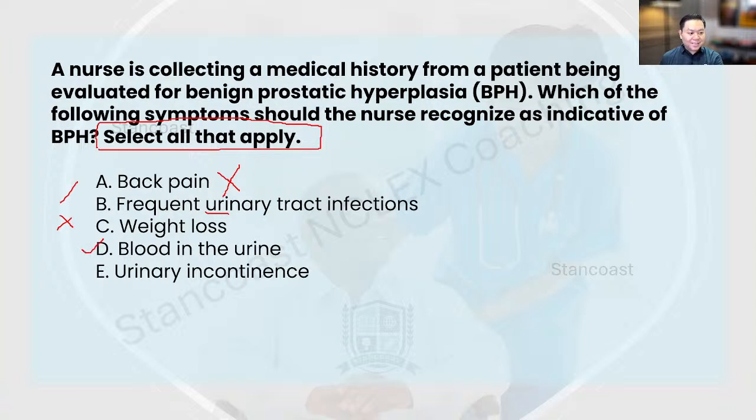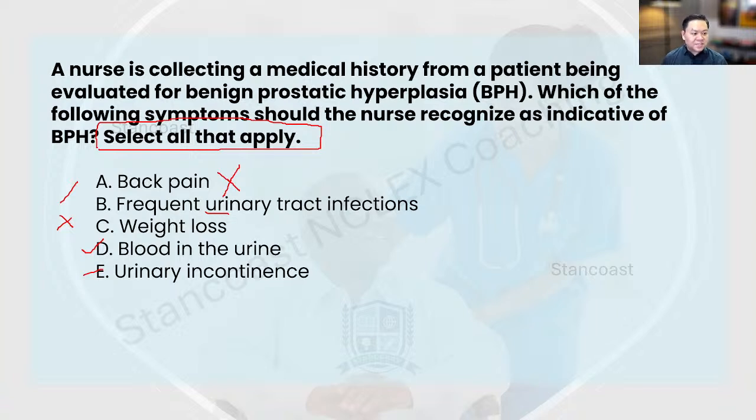And let's take a look at letter E, urinary incontinence. Well, I've said something about the overflow incontinence earlier as well as one of the common features of the BPH because of the incomplete bladder emptying. So the patient will have this overflow incontinence. They're going to end up wearing those incontinence pads.